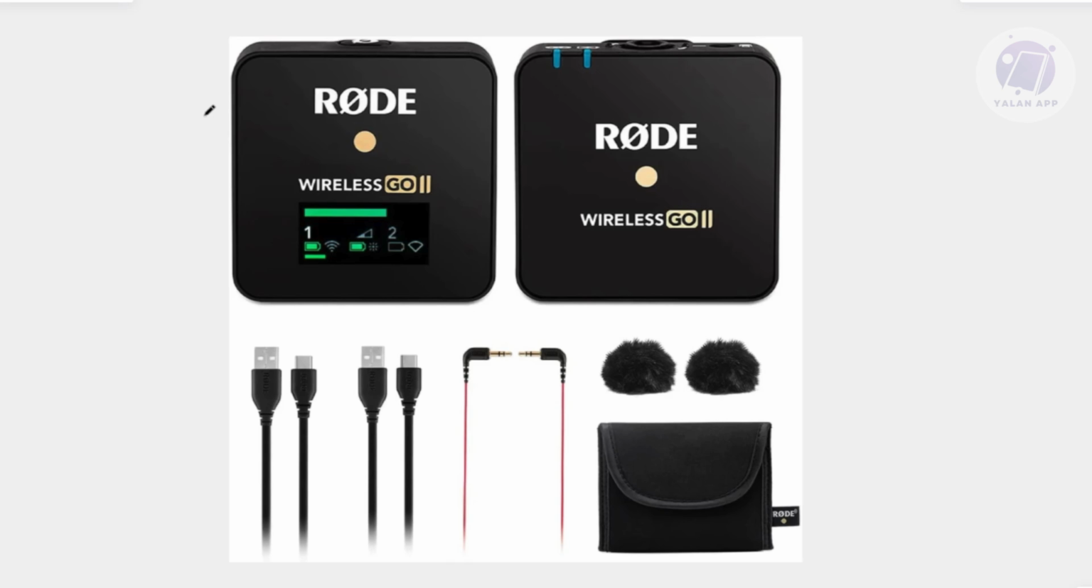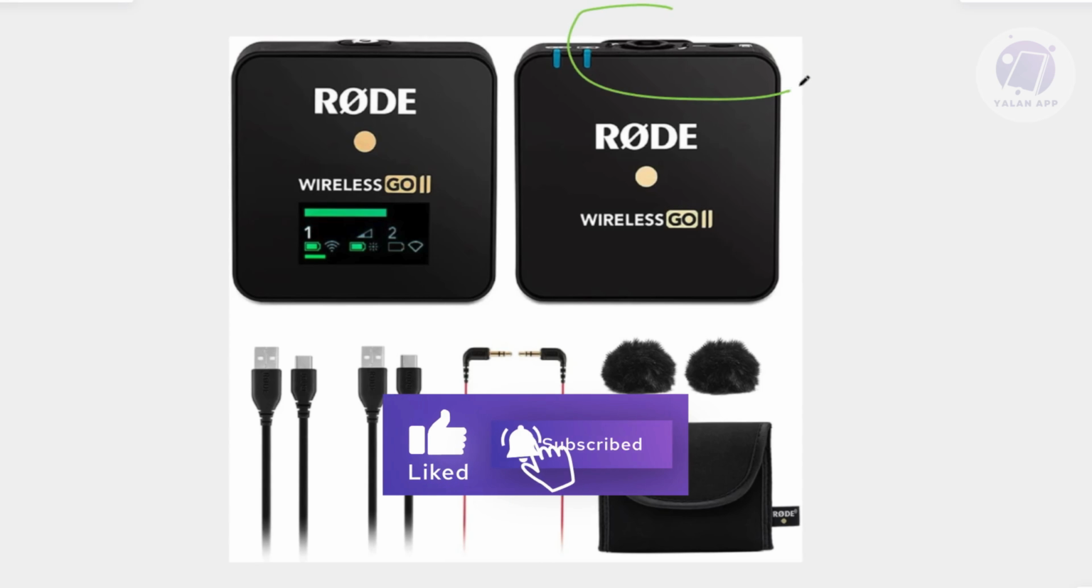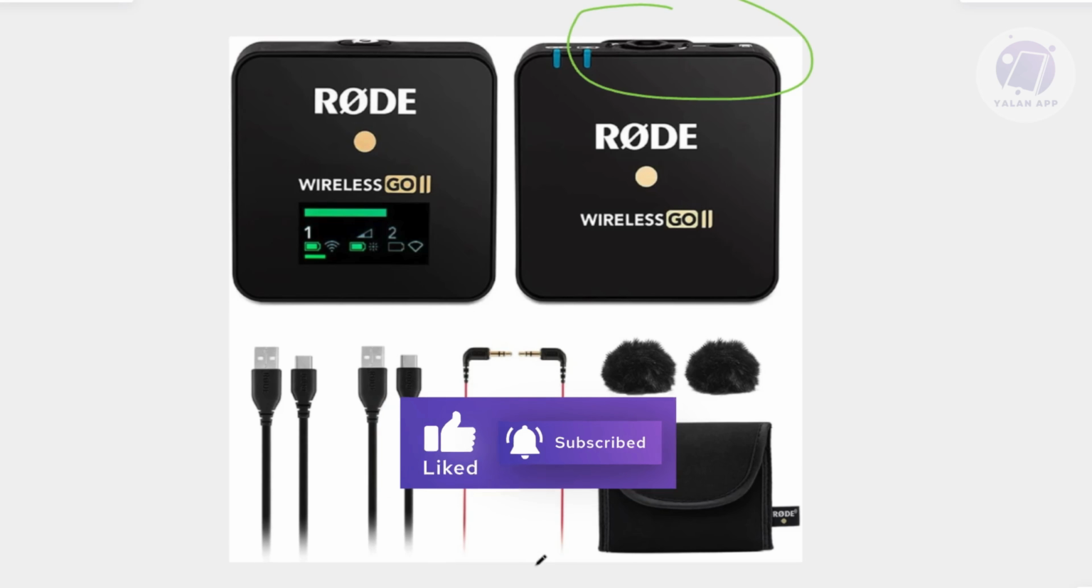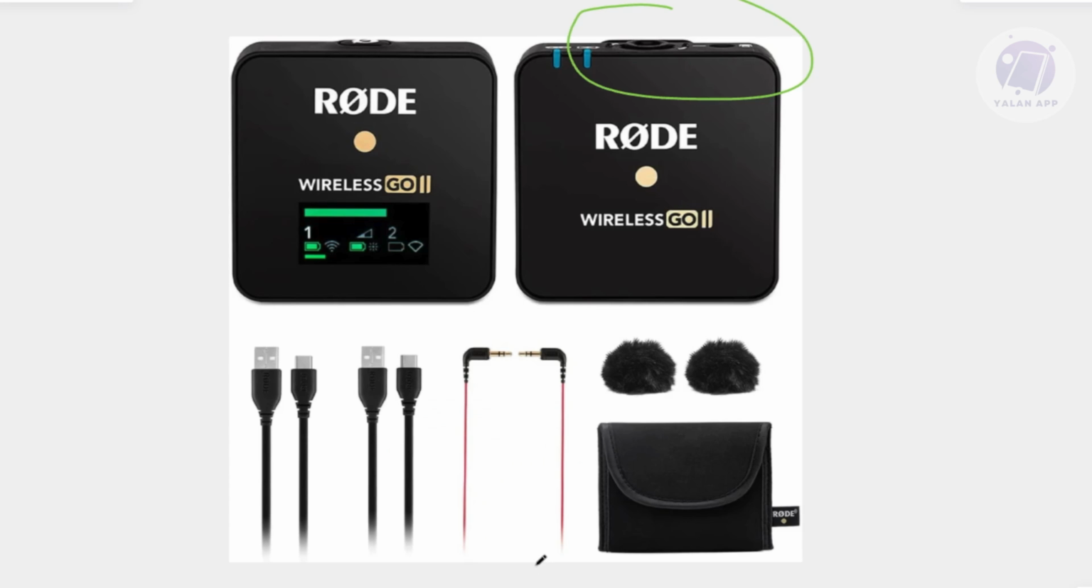To adjust this, just press the dB button on the receiver, usually in here. Then tweak it until you find the right balance between clarity and background noise reduction.